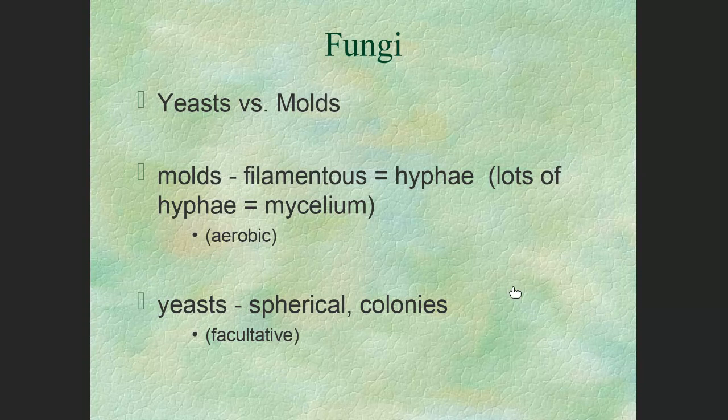But yeasts, which look like large cocci, are single-celled microorganisms. They form colonies like bacteria, although yeast colonies tend to be a lot more raised than a bacterial colony. And yeasts are facultative anaerobes. So they don't need oxygen to grow, but they do grow better with oxygen.